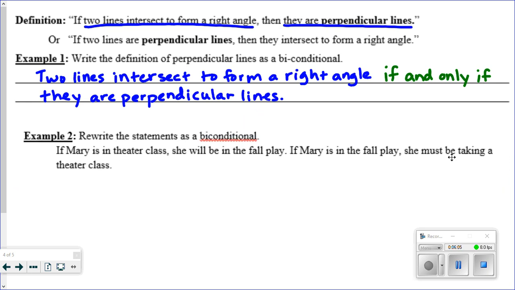So, if Mary is in theater class, she will be in the fall play. So they're saying that's true. If Mary's in the fall play, she must be taking a theater class. So we're writing it as a biconditional, so we have to assume both parts are true. Okay? All right. So anyone want to try this one on how we should write it?